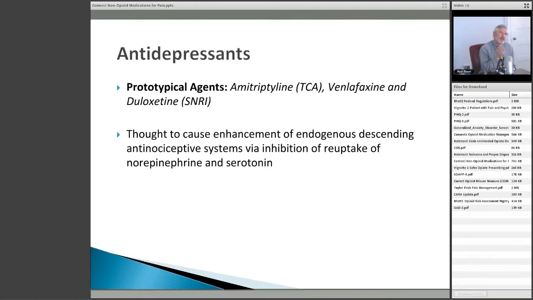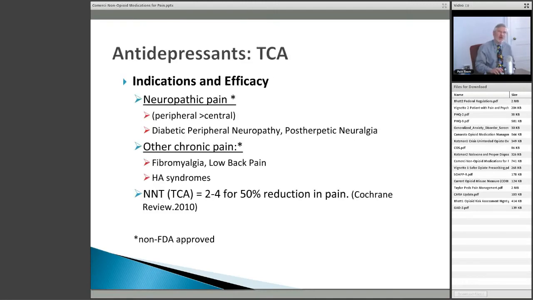How do they work? Well, there are descending pathways from the brainstem that modulate pain at the level of the spinal cord. We think that they work by increasing the flow of norepinephrine through these neurons and causing pain inhibition at the level of that synapse that I showed you in the dorsal horn of the spinal cord. So that's how we think they work. And we think that the reason they work is their norepinephrine reuptake inhibition, because the SSRIs really don't have good pain properties.